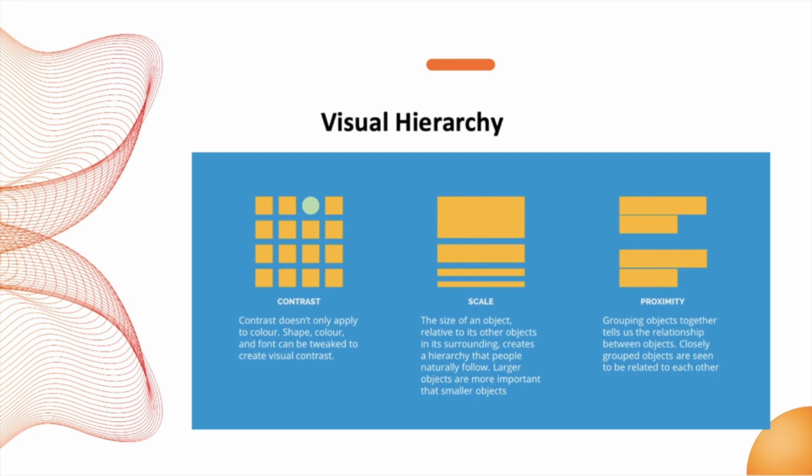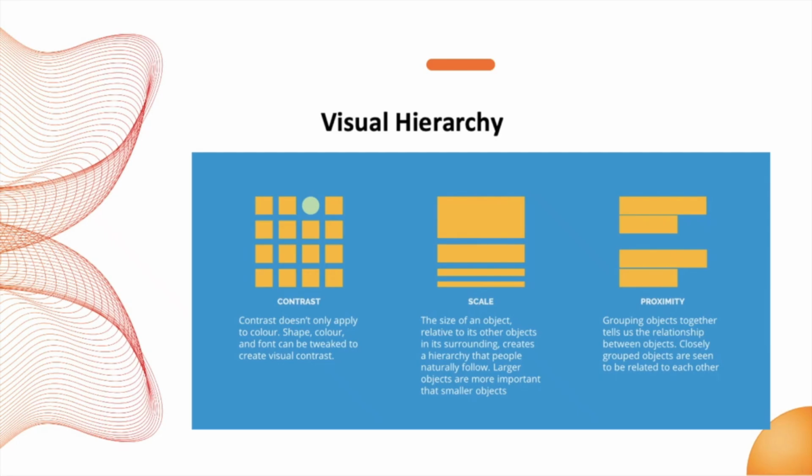For example, on our mobile app screens, there is a CTA button, call to action button, that we want the user to click upon. It can be a login button on a login screen, or it can be a new chat button on a messaging application. So to make that appear different from all other elements, we can give contrast to that element, either using color, using shape, or the font can be tweaked to create visual contrast. So visually appealing and visually different from other elements.